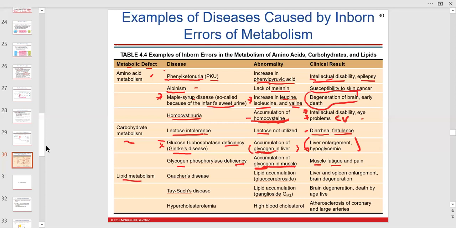Lipids. Gaucher's disease, right? Lipid accumulation, liver and spleen enlargement, and also cognitive brain degeneration. This one is very bad.